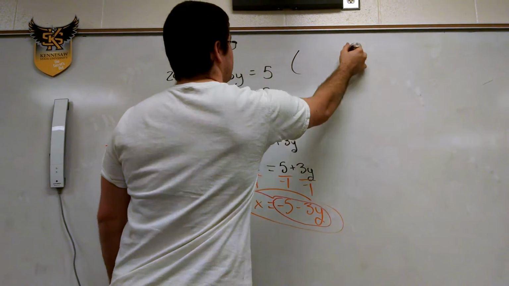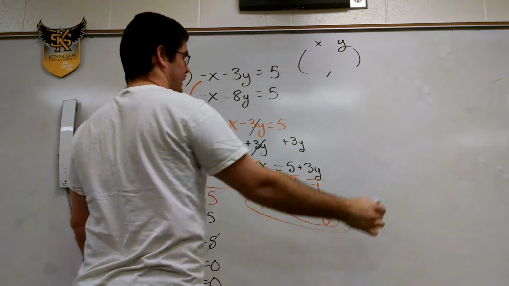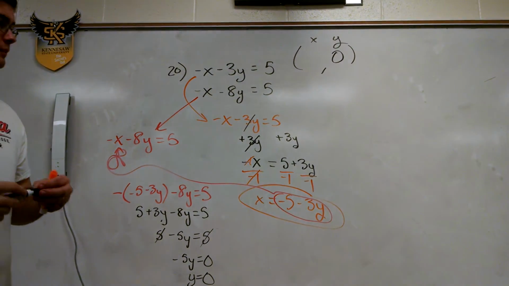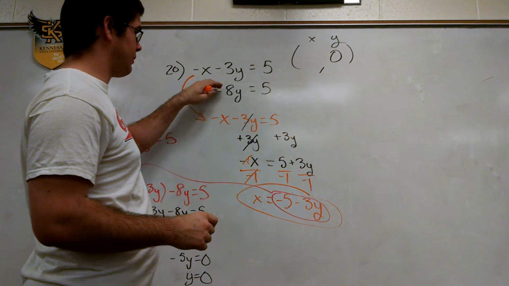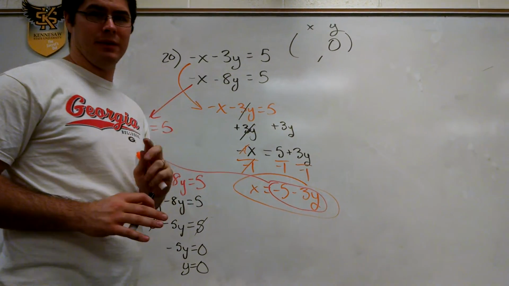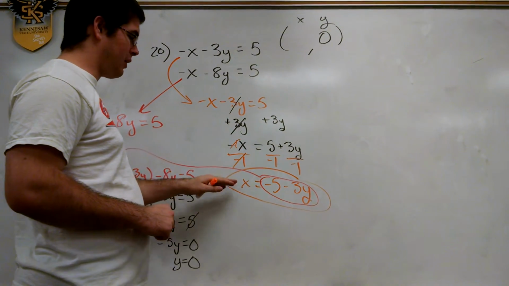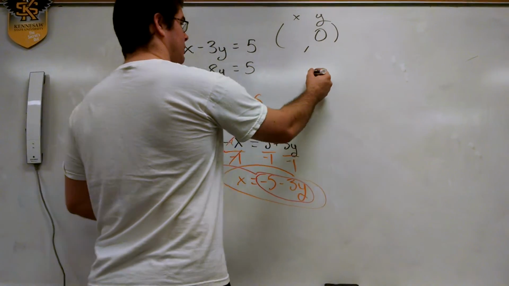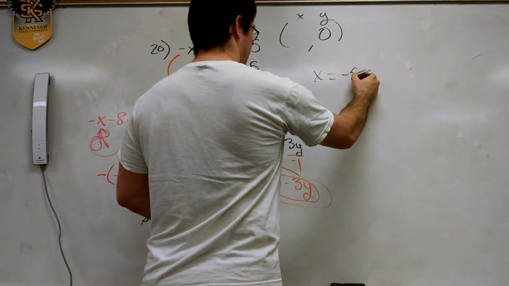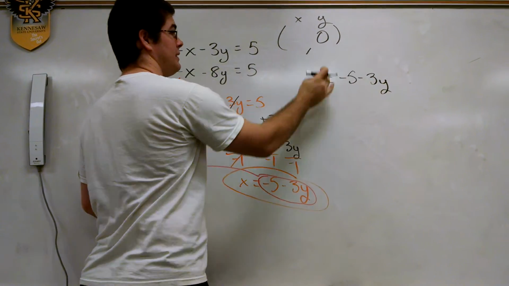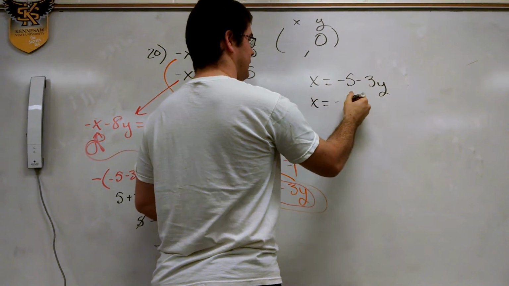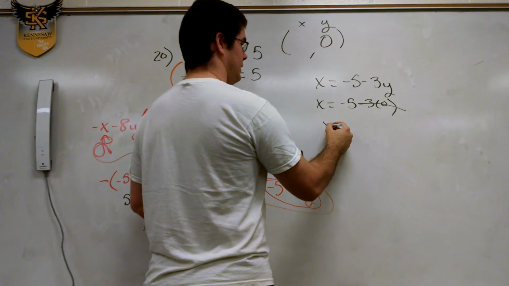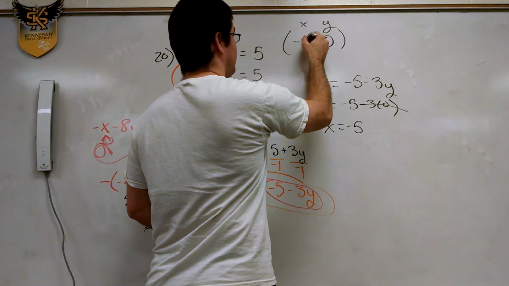Remember, my solution is always a coordinate. Alright, my y is 0. Now I need to figure out what my x is. And we're going to do that by plugging it into one of these equations. And what I'm actually going to do, though, is I'm going to take this equation down here, because I already have x by itself, and so all I need to do is simplify this to figure out what x is. And so if x equals negative 5 minus 3y, and my y is 0, then my x equals negative 5 minus 3 times 0, okay? Which means this goes away, and I just have x equals negative 5.